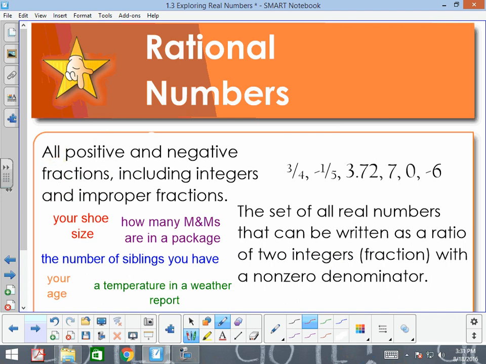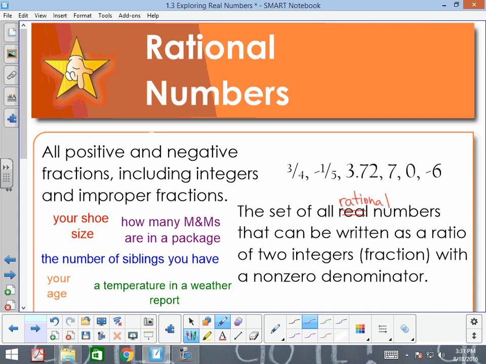Then we have rational numbers. Rational numbers are all the positive and negative fractions, all the positive and negative decimals, including any integers and improper fractions. So the definition of a rational number: the set of all rational numbers are the numbers that can be written as a ratio of 2 integers, basically a fraction. So if you can write a fraction out of 2 numbers, that's a rational number. And of course, all fractions have an equivalent decimal.